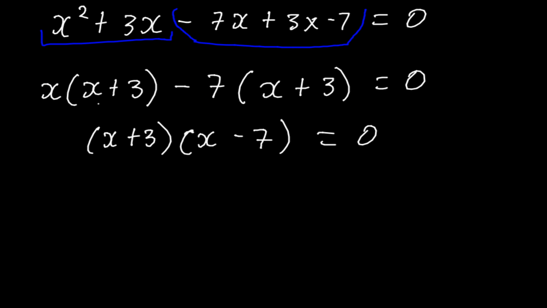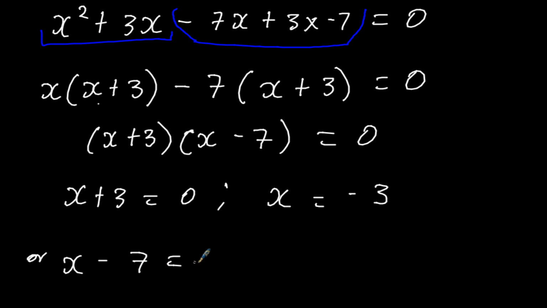So at this point is when we say either this bracket is equal to 0 for us to get a 0, or this bracket is the one which is a 0 for us to get a product of 0. So that will be either x plus 3 is equal to 0, which gives us x to be negative 3, or x minus 7 equals 0, which gives us x to be 7. So these are the two solutions to that quadratic equation.